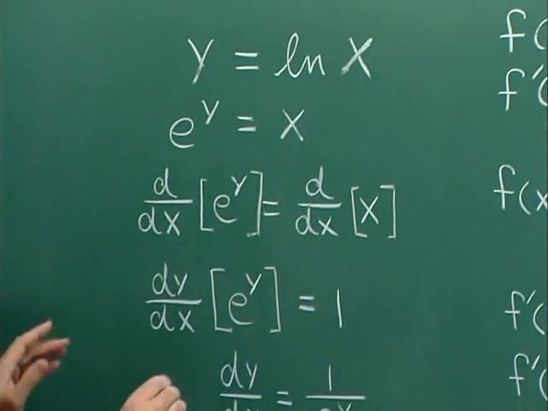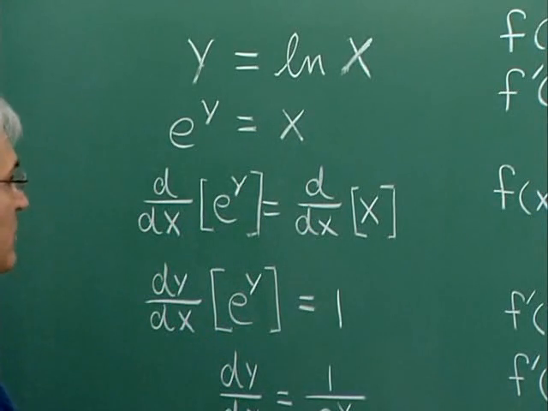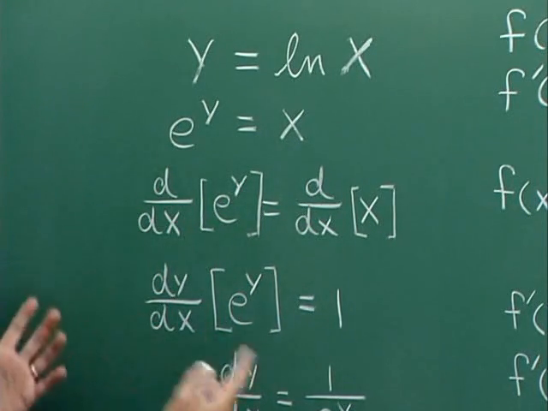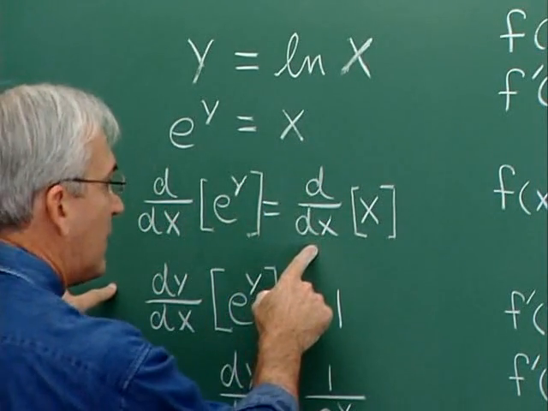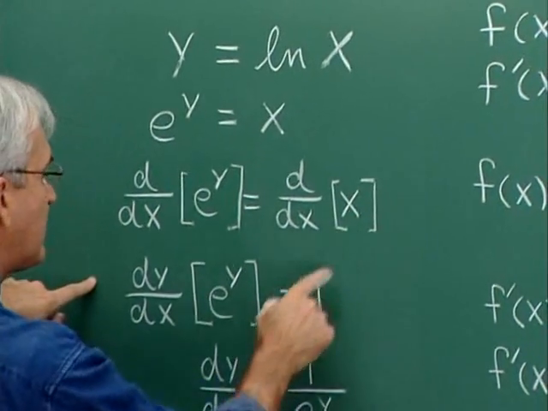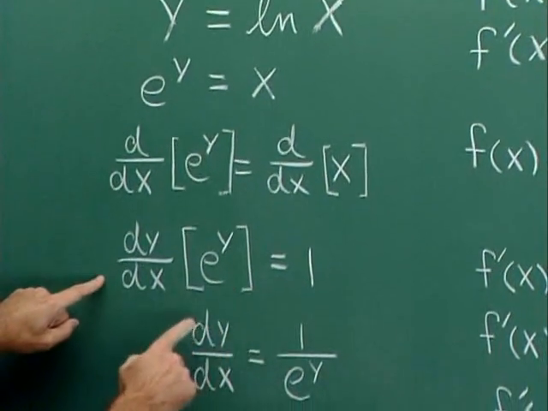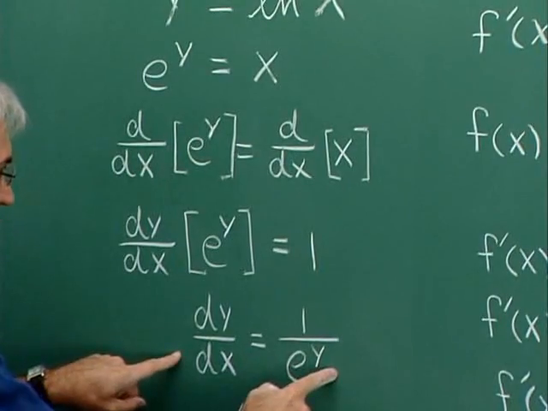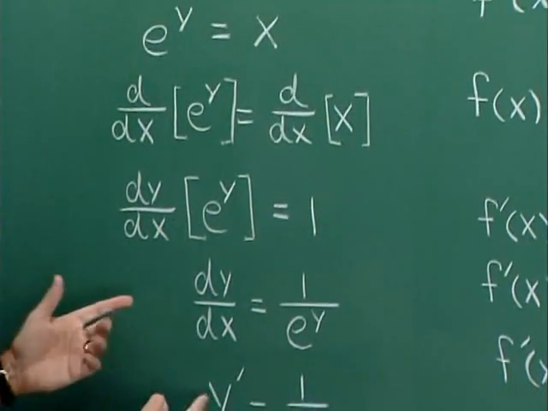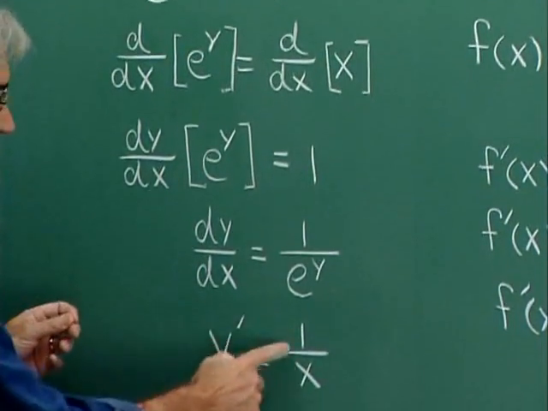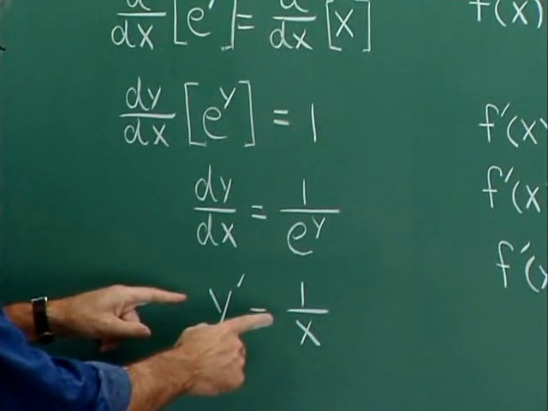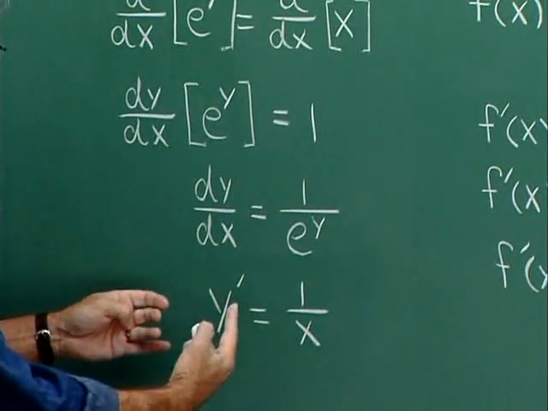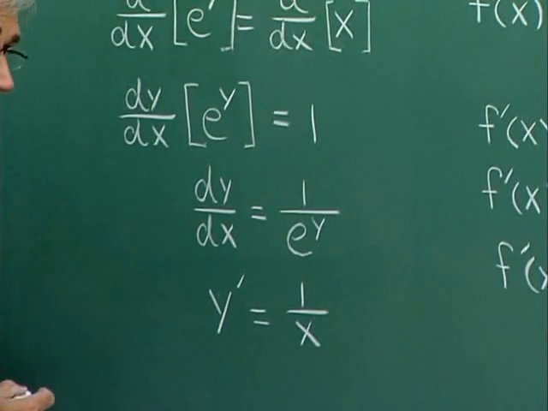All right, now take the derivative on both sides. And let's just massage it a little bit. The derivative with respect to x of x is simply 1. And now divide by e to the y on both sides. And dy dx is just y prime. So y prime is 1 over x. And this y prime is the same y that we started with, in the logarithmic form.